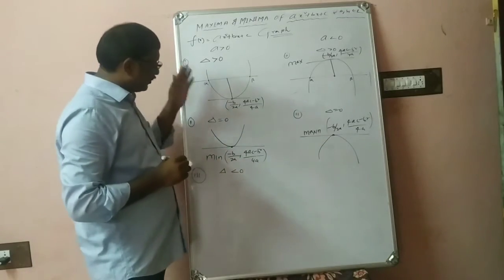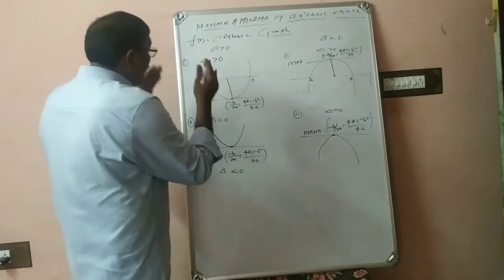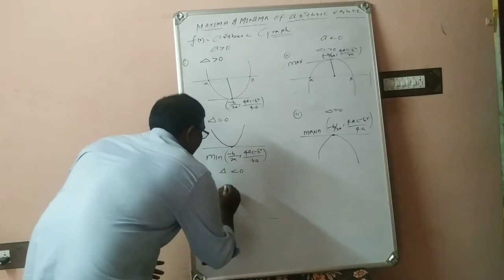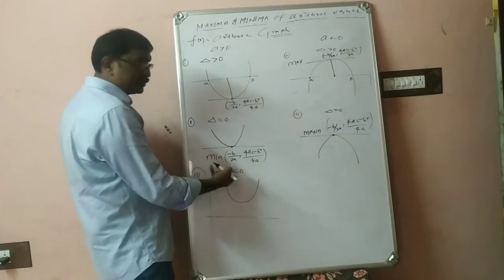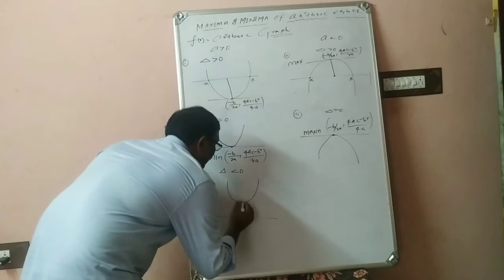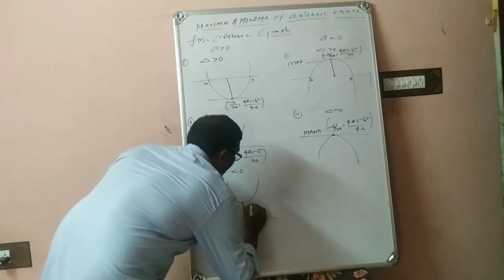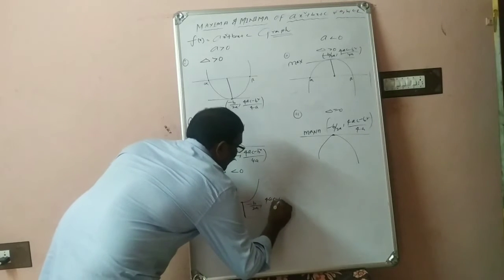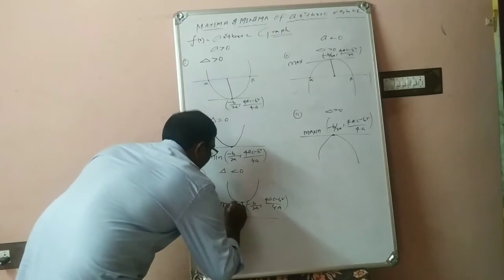Coming to the third case, same, a positive, but where delta is negative. Delta negative means the given quadratic equation has complex roots. When the equation has complex roots, the upward parabola will not intersect the x-axis because there are no real roots. There you will get a minimum value. Where are we getting the minimum value? At minus b by 2a, (4ac minus b square) by 4a. This is the minimum value.